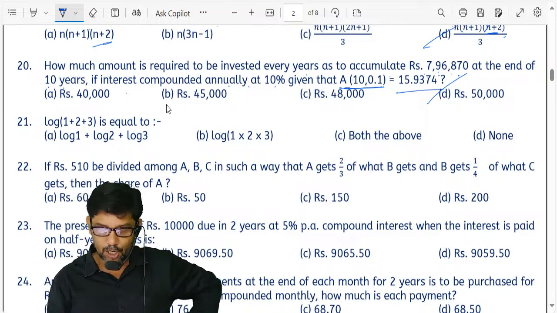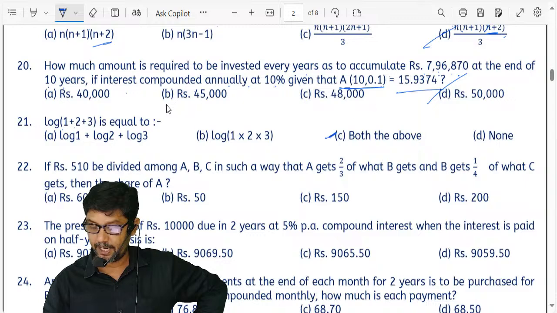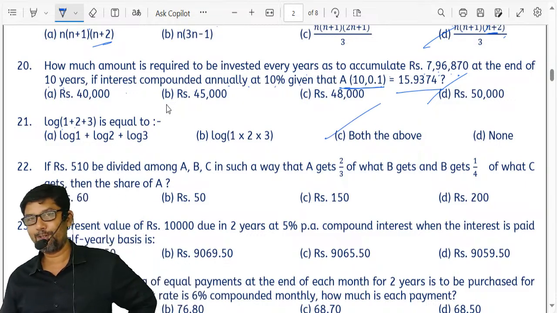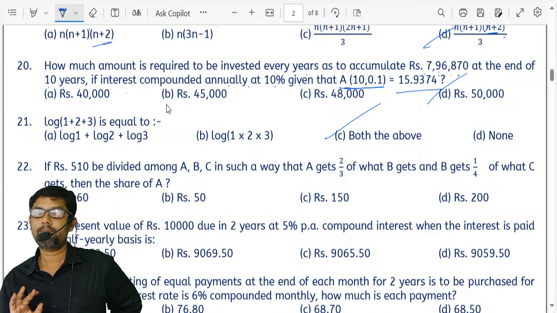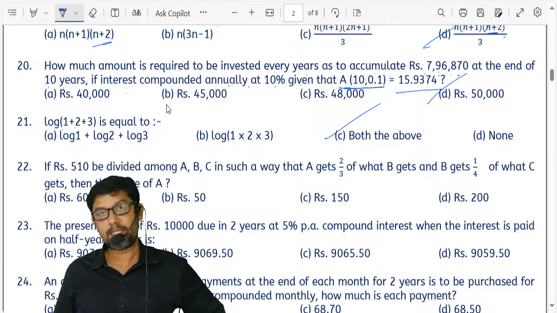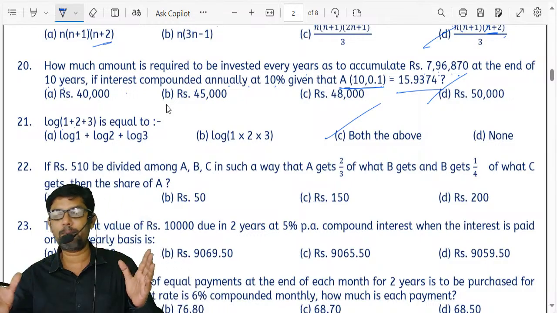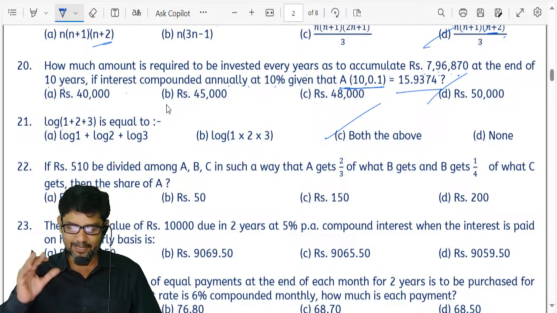Next, log of 1 plus 2 plus 3 is equal to what? Both A and B. There is one logic also I told you. Whenever both comes, go for both. But it is a calculative risk, I'm telling. Okay, fine, but still you can go for it. I hope you understand why it is 50,000. No need to do the entire problem, my dear. If A of, P of and all are given, it means direct answer.